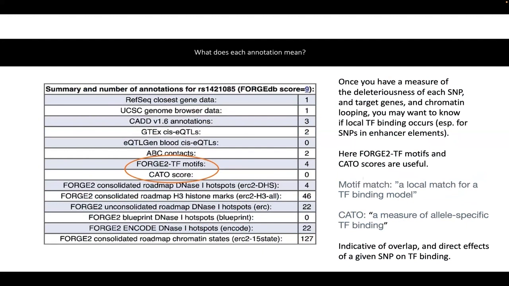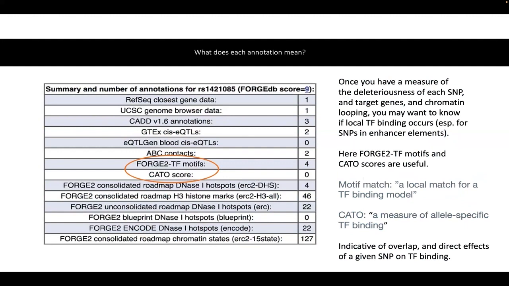How is this being regulated, right? How is the fundamental biology happening? And so that's why we have transcription factor motifs and CATO scores. A motif match, for example, at a particular SNP site, is basically a match of a transcription factor binding model for that site. So if you have a motif match for, for example, MZF1 at a particular SNP, that will tell you that you have a likelihood of MZF1 really binding that location.